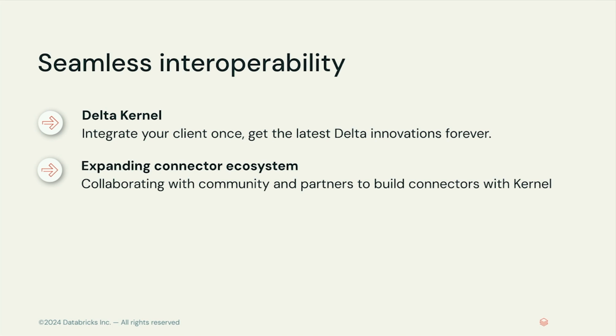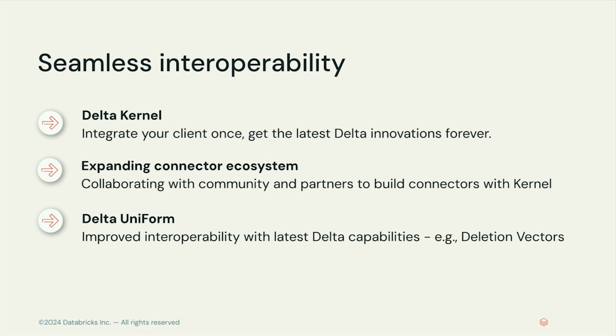As part of that, we're constantly working on expanding the connector ecosystem. We're going to be collaborating with the community and partners to build connectors with Kernel, and we'll be announcing some exciting upcoming ones. I do have to plug my favorite. I'm going to harken back to the beginning of the talk with the puppies. There's one partner we're working with called PuppyGraph, a graph query engine. They have a great name, and we're also working with them on a connector with Delta Kernel.